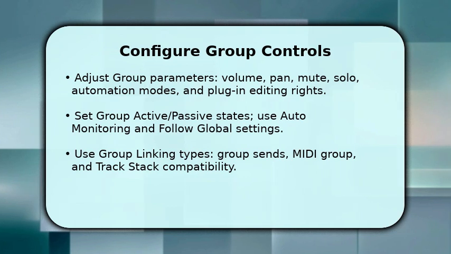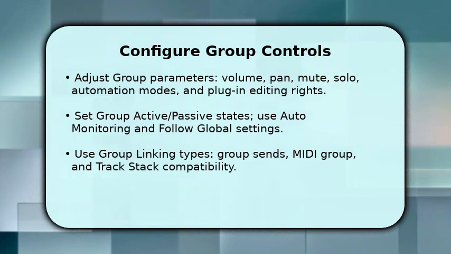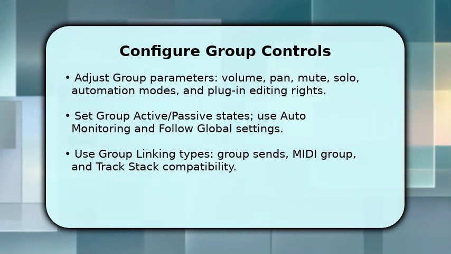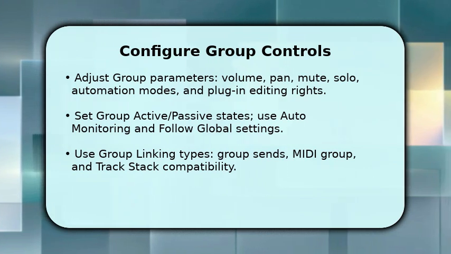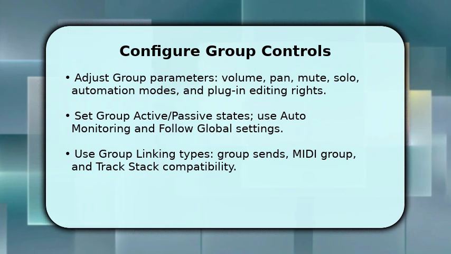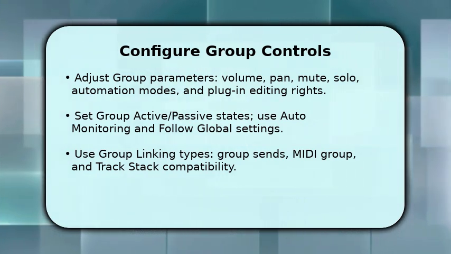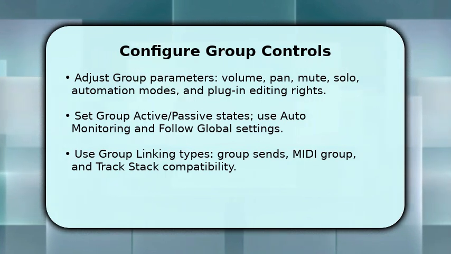You choose which behaviors to link: volume, pan, mute, solo, and even automation write/read, and decide whether plugin parameter edits propagate. Make sure to set active or passive modes depending on if you want immediate linkage or conditional behavior. If you need tracks to follow VI or MIDI changes, enable MIDI grouping. These settings let you maintain collective control while preserving individual track nuance when required.